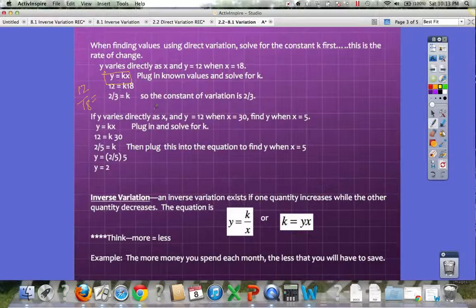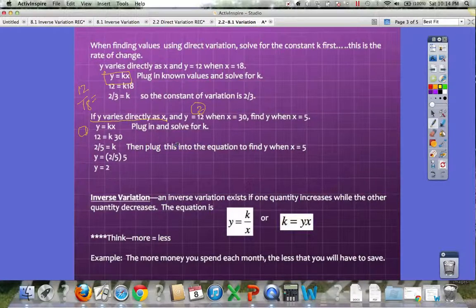So this is in 3 parts. You would determine your formula. Y varies directly, that's this part. That's number 1. Okay, then plug in 12 and 30 into the second part. That's part 2. Okay, this is part 2 right here. 12 equals k, 30. Solve for k. You'll get k is 2/5 when you simplify it.